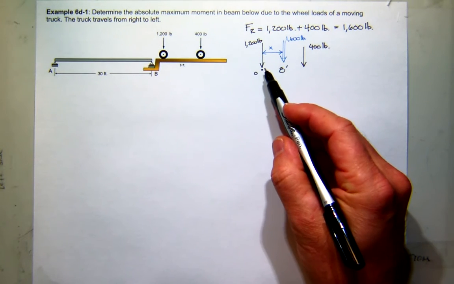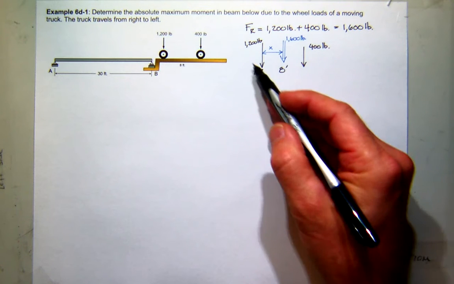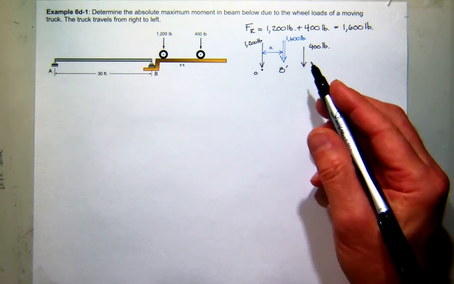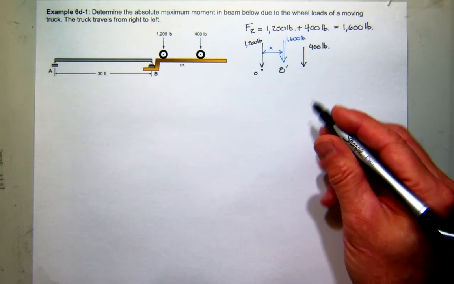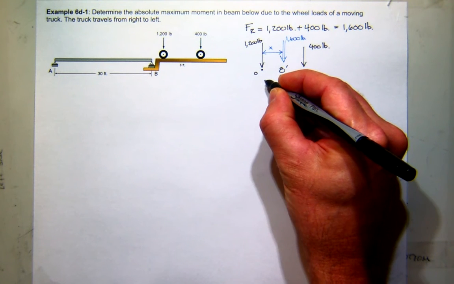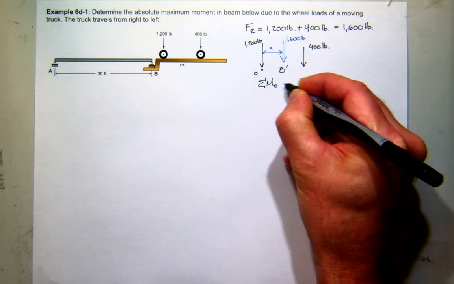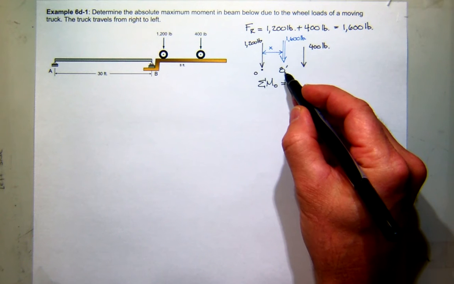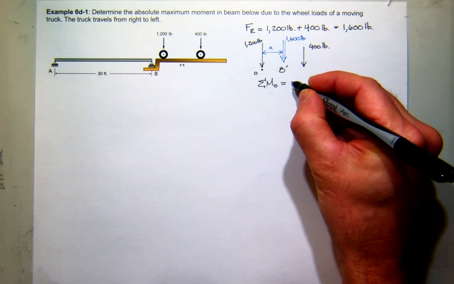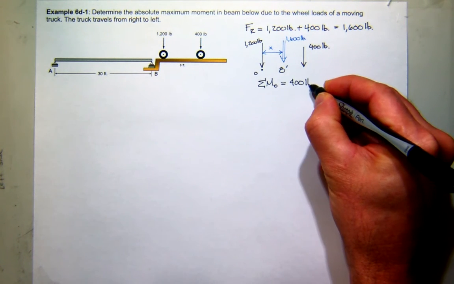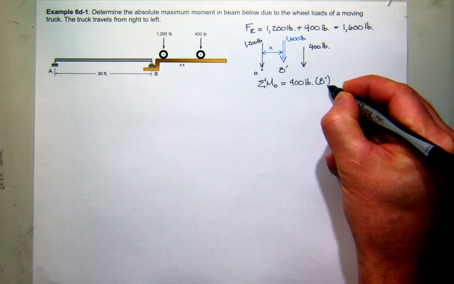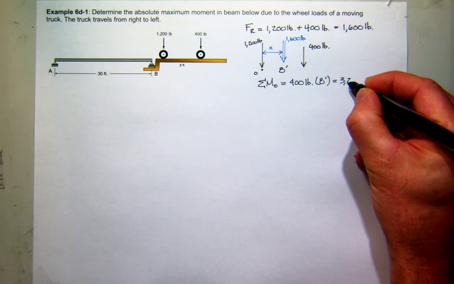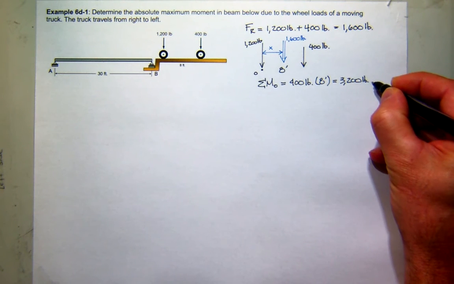The sum of the moments about point O for the entire load system needs to be equivalent to the resultant system. It's not equal to 0. They just need to be equal. So first I will sum moments at O. And when I do that for the real system, what do I get? I get 400 pounds times 8 feet, which I believe is 3,200, and that will be pound-feet.